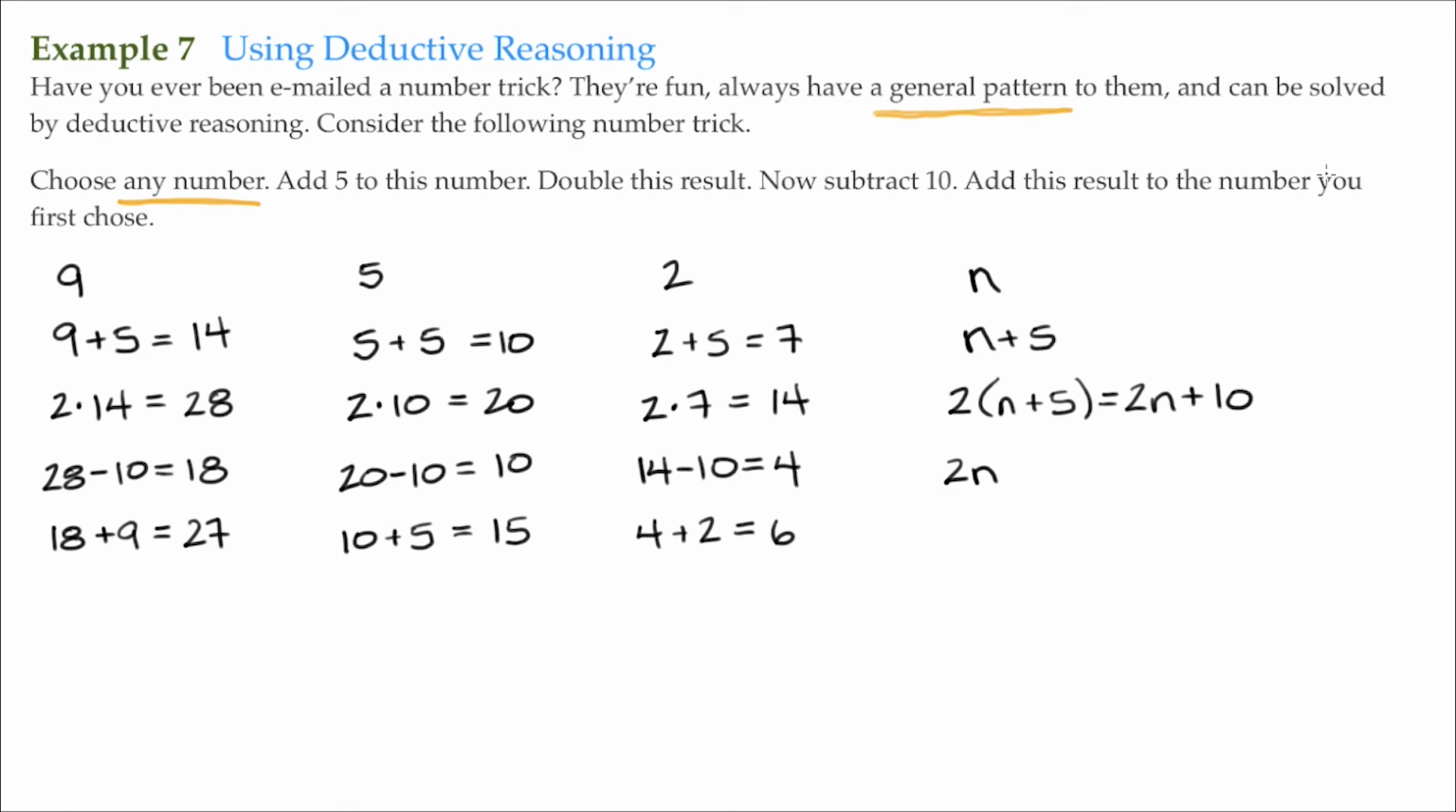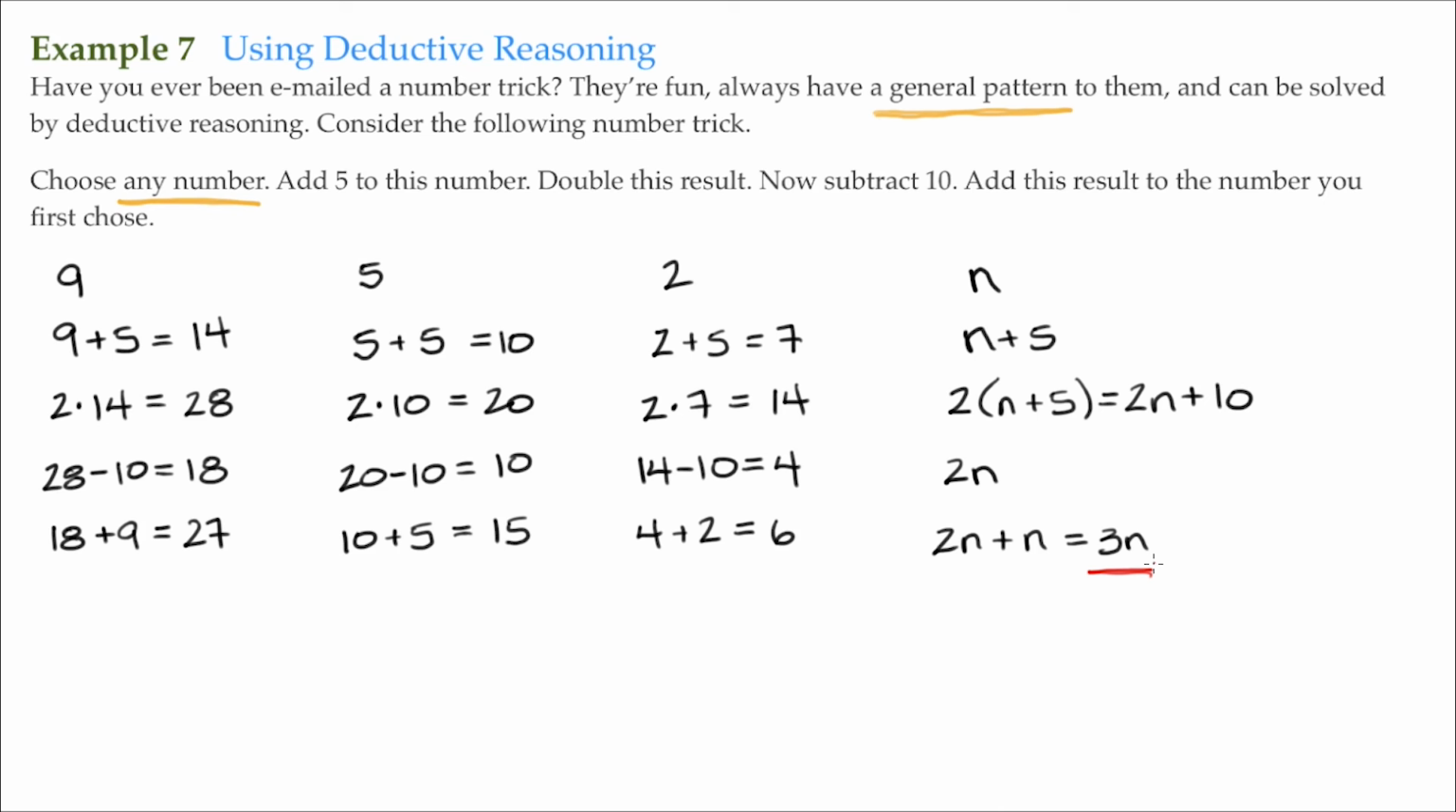Then add this result to the number you first chose. So here's the number I first chose. So I got 2n plus n. That's equal to 3n. So I thought, 9 times 3 is 27, 5 times 3 is 15, 2 times 3 is 6, and of course 3n. So take whatever number you have, multiply it by 3, and that's what we're going to end up with. This is known as the general statement. For this number trick, whenever you choose a number, your result will always be 3 times that number.